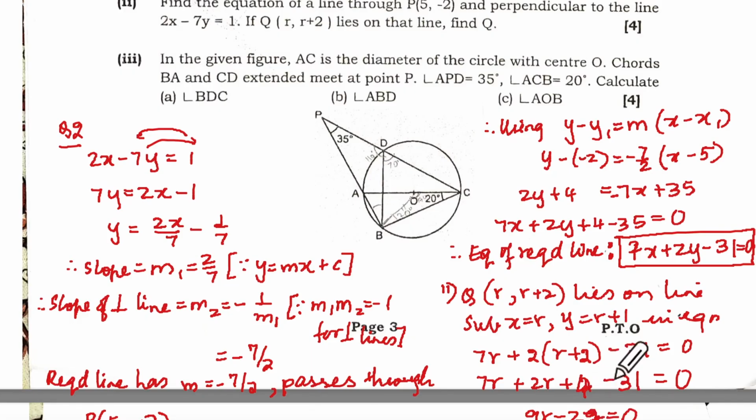I'm having a little problem focusing just now. So guide me, okay, in case I make a mistake, because the problem is genuine. 9r equal to 27, and yes, then r is equal to 3.